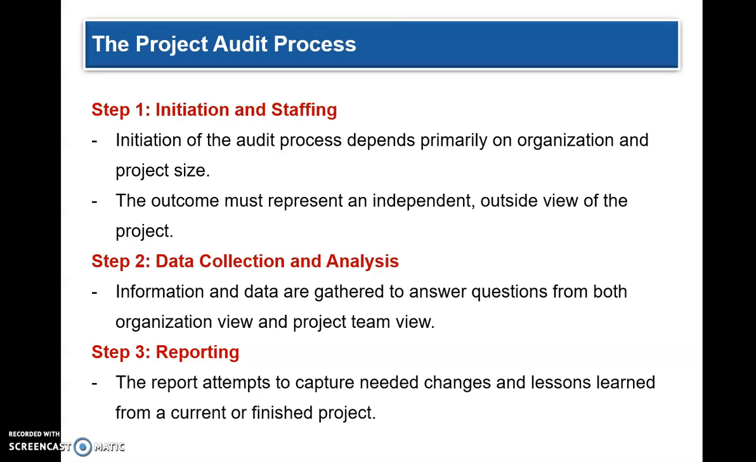Okay. Auditing process. Step 1 is initiation and staffing. Who is going to do it, and what is the outcome? Then the data collection and analysis: information and data are gathered to answer questions. This can be done by interviewing project team members or the project manager or both, and some of the stakeholders, so that they can collect the data. It can be done by looking at reports, the Gantt charts and other things, and the reports that are generated from them in terms of cost and schedule and all that.